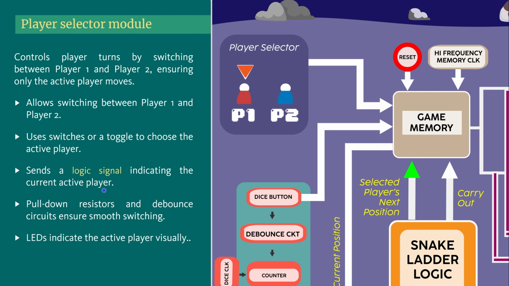Let's say you have rolled the dice and you need to advance by 2 positions, but which player will advance by 2 positions, player 1 or player 2? That is determined by this player selector module. The updated position is stored in the game memory, but whose updated position it is gets selected by your player selector module. You can use a pull down register and a debounce circuit, and you can use an LED to show visually which player is currently active.